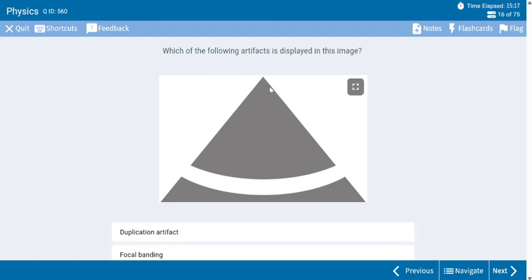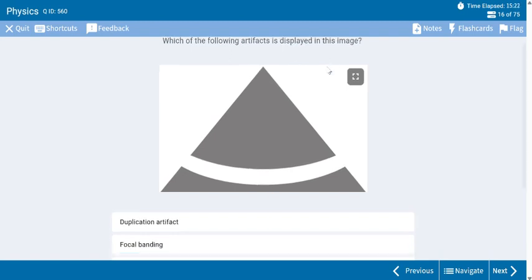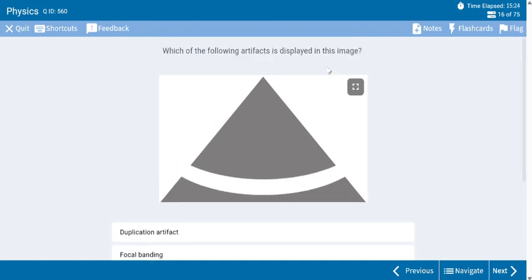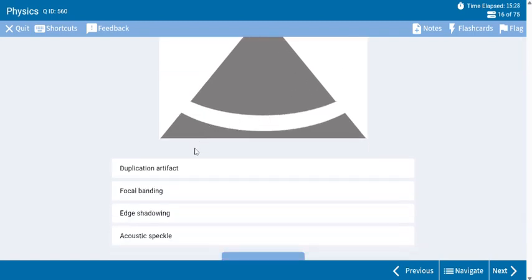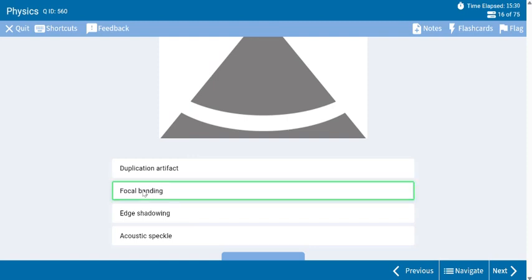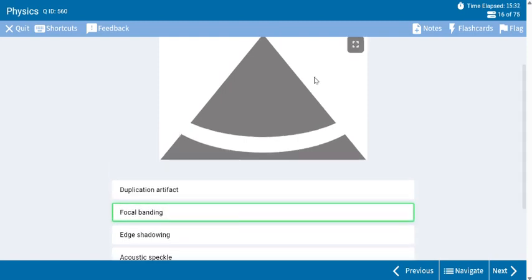Going on to this image, which of the following artifacts is displayed in this image? It's very hard to describe, but if you know, you know. This one would be the focal banding, because on the image you can tell that it is cut in half, so it's more enhanced in the image of the organ you are scanning.